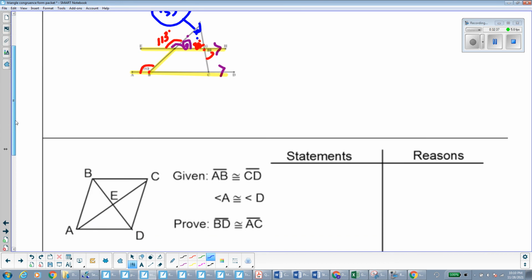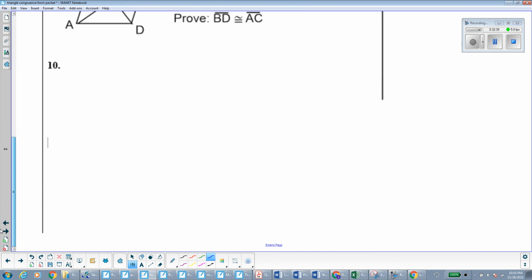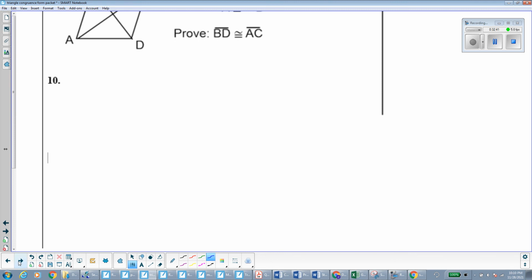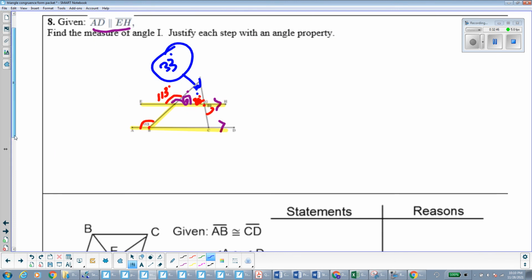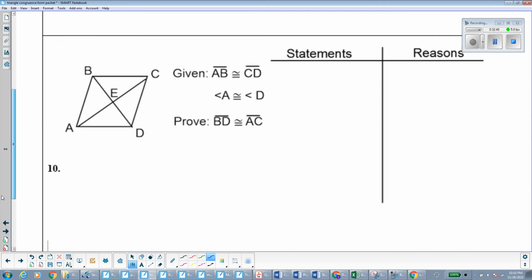Let's move down and let's check out this proof, which also happens to be, I believe, the last. Oh, no, there's one more question after that. Okay. Let's take a look over here. So we have AB congruent to CD. So here's AB and here's CD. We have angle A congruent to angle D. So here's angle A and here's angle D. And our goal is to prove that BD is congruent to AC. So here's BD.